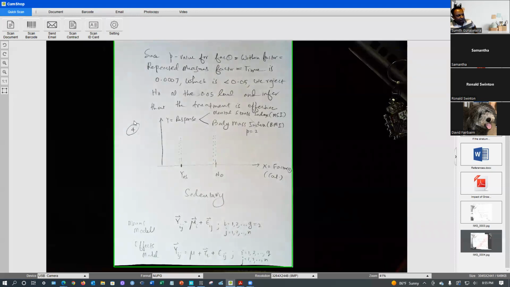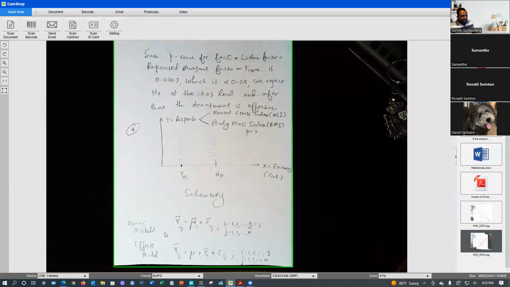Our factor is categorical. What is the factor name? Sedentary. It has yes or no levels. But when it comes to the response, the Y variable has two variables, and we're going to tackle the two variables at the same time. P equals 2. One is the mental stress index, MSI. The other one is the body mass index, BMI.